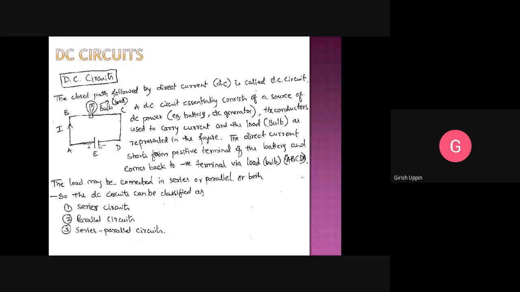And whatever load we are talking about, the only kind of load that we have in a DC circuit is a resistor. Anything is nothing but we can represent it as a resistor. And the circuits can be classified based on how this particular load is connected. So either we can have series DC circuits, parallel DC circuits, or a combination of series and parallel, that is series parallel circuits. Each of these circuits has different characteristics. We will look into that.